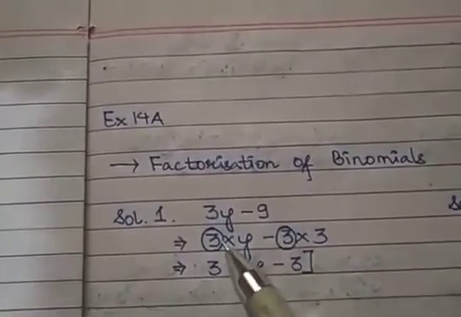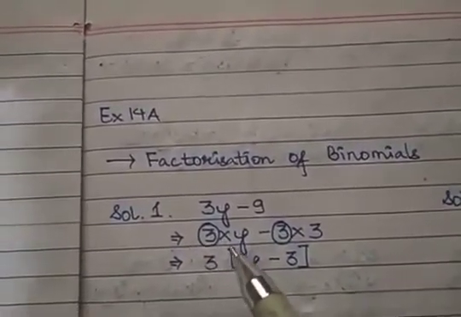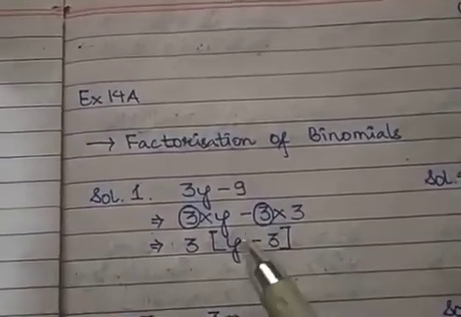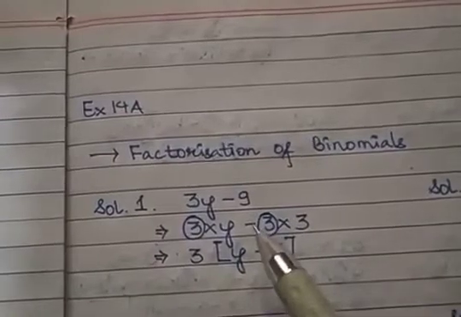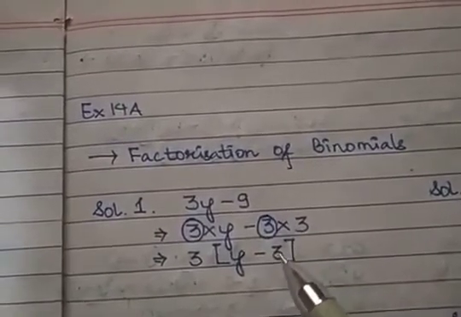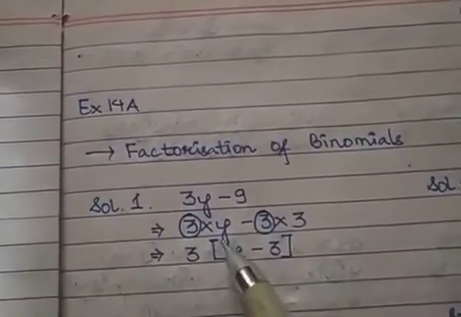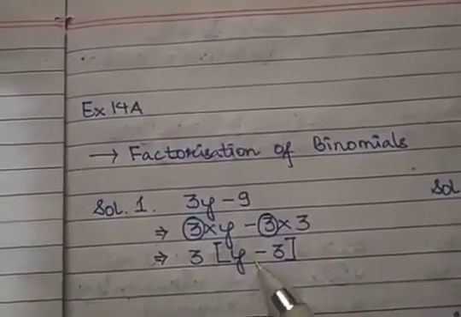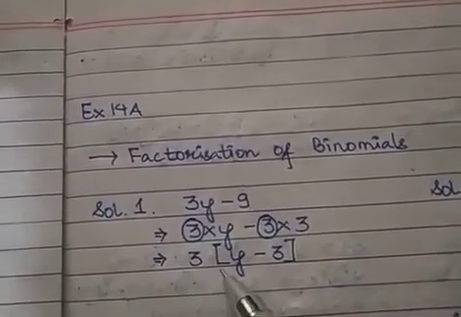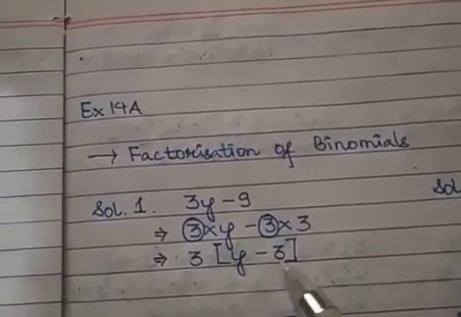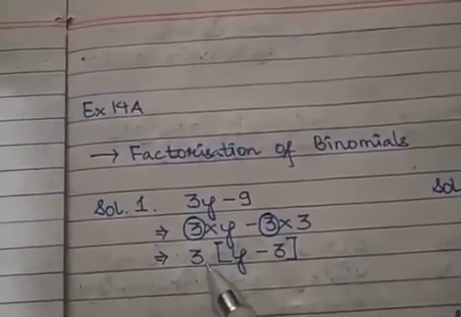If you take this 3 as common from the first term and the second term, what's left from the first term? y is left. The sign remains the same, minus, and 3 is left from the second term. We need to keep that within a bracket because it's a binomial. So your answer is 3 bracket y minus 3. That's your answer, and it's in the product form.